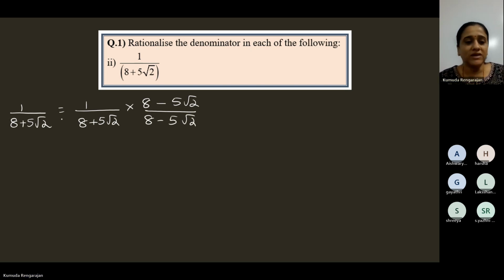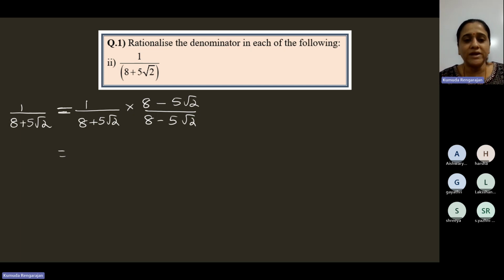All right. So I've used an equal to sign because we are writing an equivalent number, like how we used to write equivalent fractions. This number is given, so to that number we are multiplying and dividing the same thing. We are writing an equivalent number. Both are the same. Multiply and divide by a suitable number, and that suitable number is the conjugate, which is 8 minus 5 root 2.